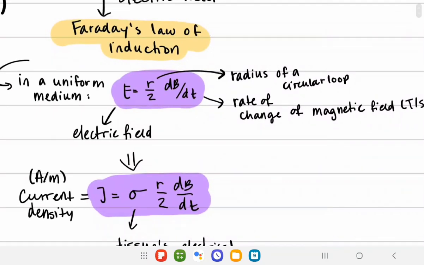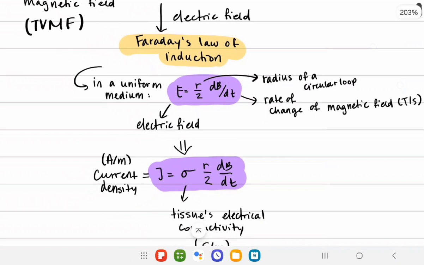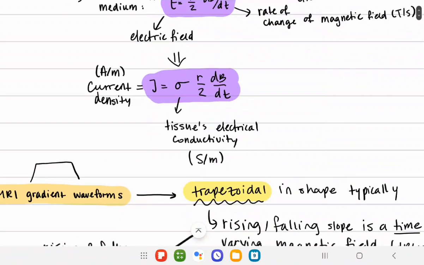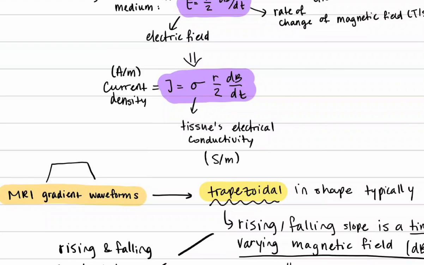to a time-varying magnetic field is equal to r over 2 times dB/dt, where r is the radius of a circular loop of interest and dB/dt is the rate of change of the magnetic field in Tesla per second. We can convert this to a current by multiplying by the tissue's electrical conductivity, which is in Siemens.